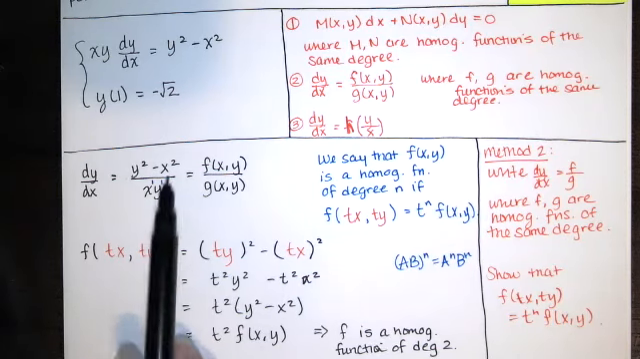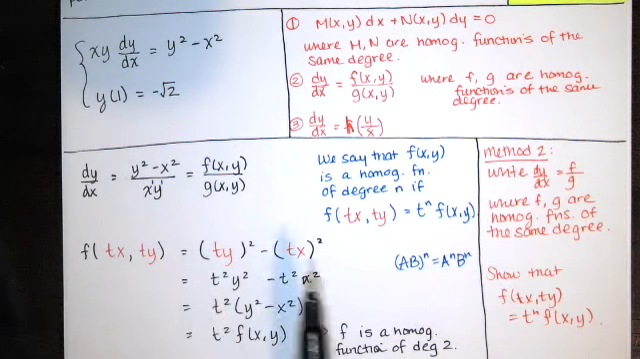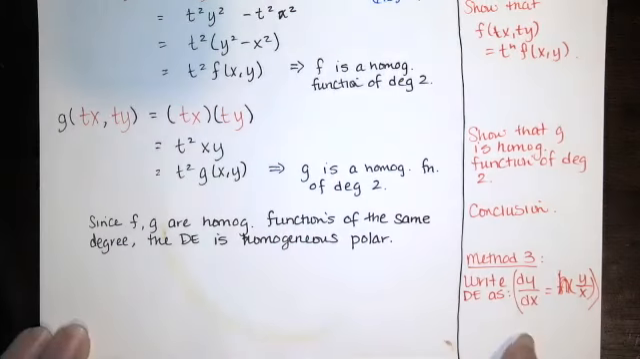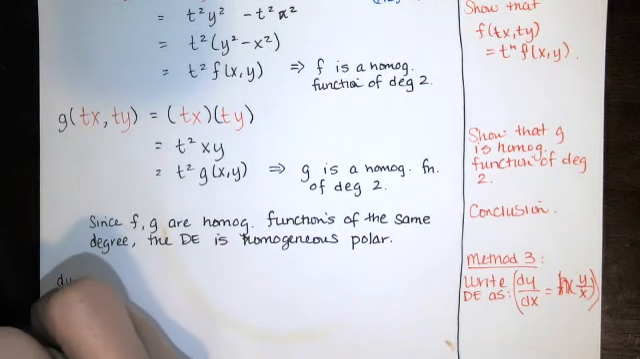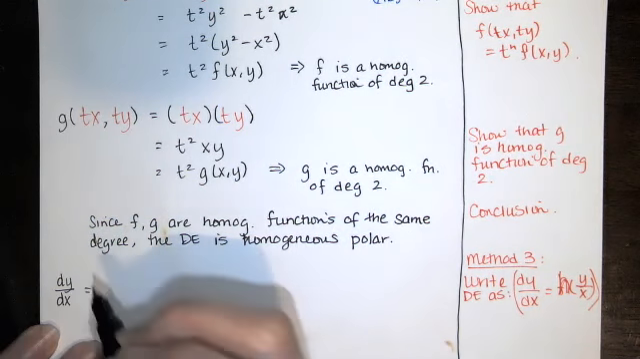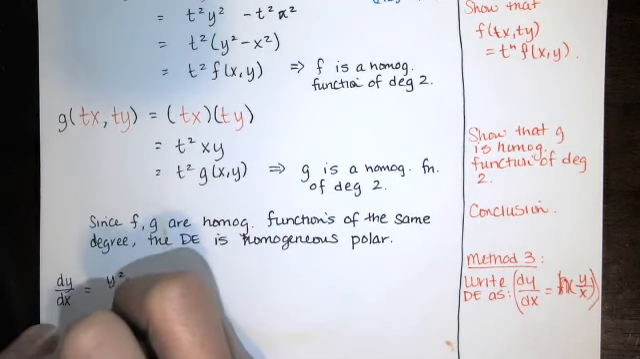So in our case, the degree is 2. So we're going to divide everything in the numerator and denominator by x squared and then simplify. When we do, we're going to see that the differential equation can be written like this. So we have dy over dx equals this expression here.